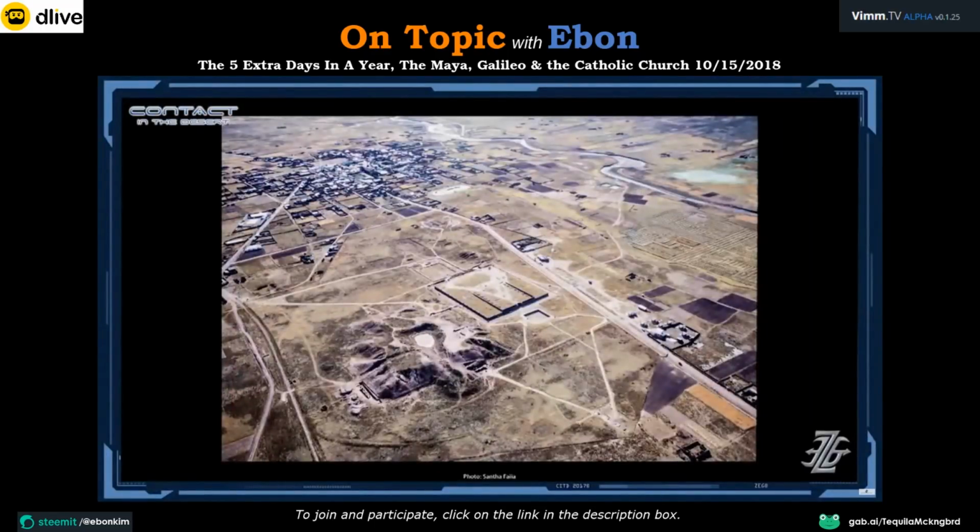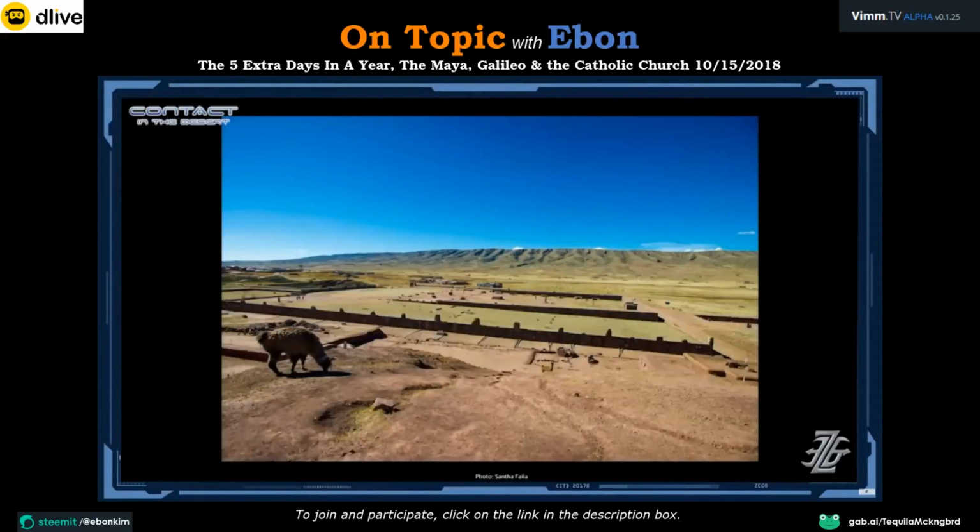And here we're looking down on the Kalasasaya and the Akapana Pyramid from an extremely cold aircraft with the windows open at 18,000 feet. Boy, did we have altitude sickness after that. In the Kalasasaya is the gateway of the sun. It's down in that corner, and this is the outline of this amazing structure, the Kalasasaya.